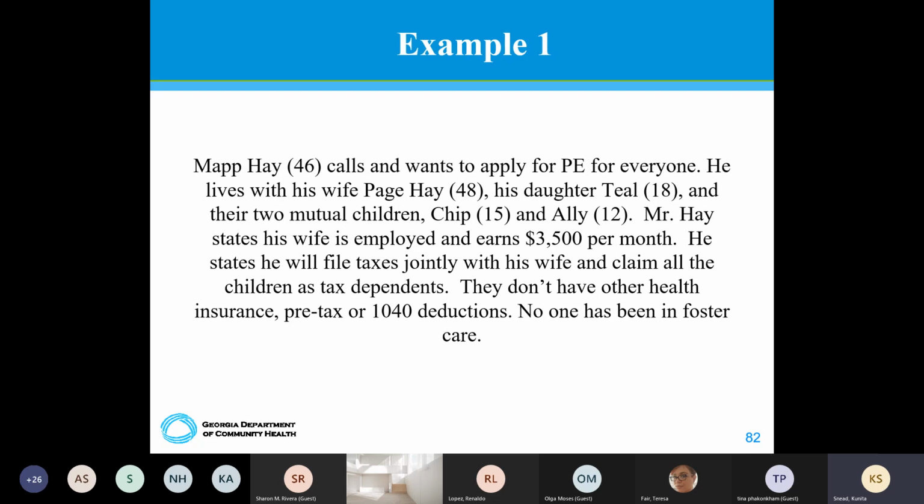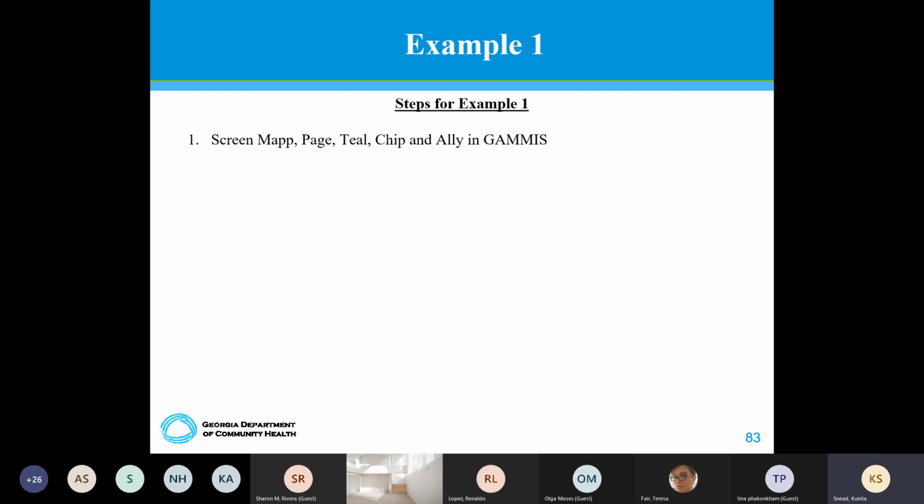So let's look at step by step what you actually need to do. The first thing you're going to do, he's applying for everybody, so you're going to have to screen each individual person into GAMIS. You're going to screen Map, Paige, Hill, Chip, and Allie all in GAMIS to see if they're active or not. So for training purposes, when we screen all of these individuals into GAMIS, it shows no one is known to the GAMIS system. So that means they've not had Medicaid in Georgia. So we're able to go ahead and start the PE process.